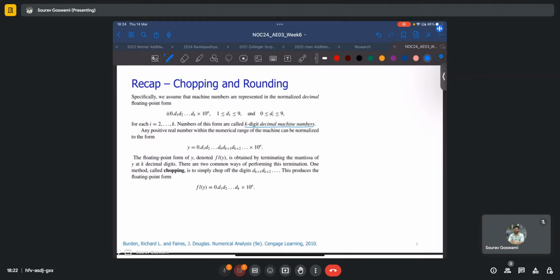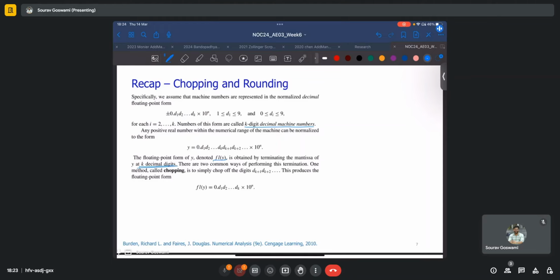Any positive real number within the numerical range of the machine, which we looked at, can be normalized to this form: 0.d1 d2 through dk, dk+1, dk+2 times 10 to the power n. Now, this floating form of y, which is also denoted as fl(y), is obtained by terminating the mantissa of y at k decimal places.